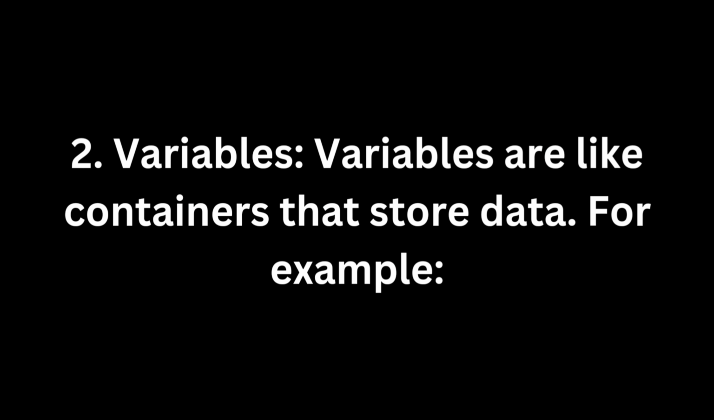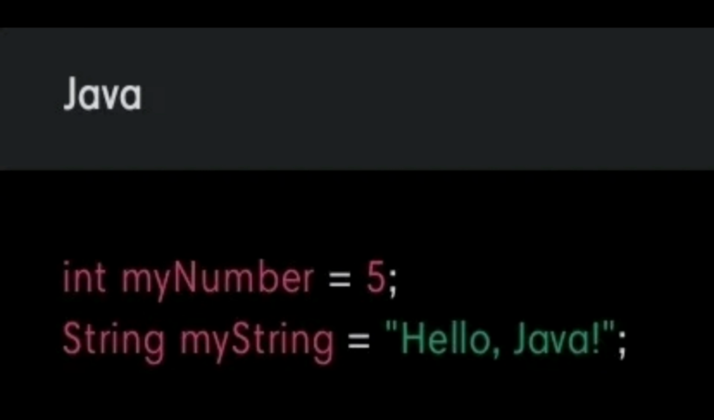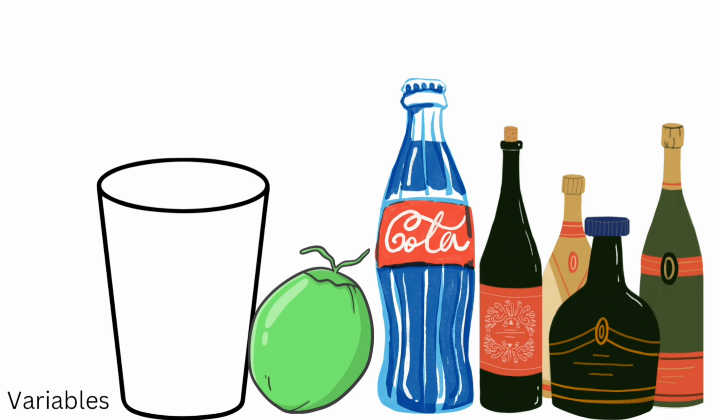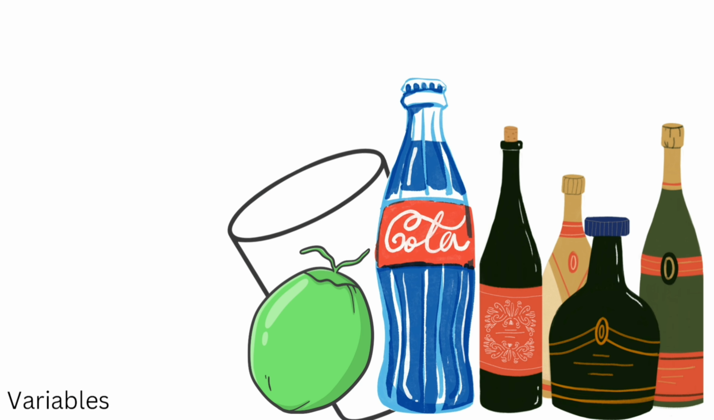2. Variables. Variables are like containers that store data. For example, here, myNumber stores an integer value of 5 and myString stores a sequence of characters. Think of variables like this cup. You can put different drinks in it, but the cup itself is just a container.